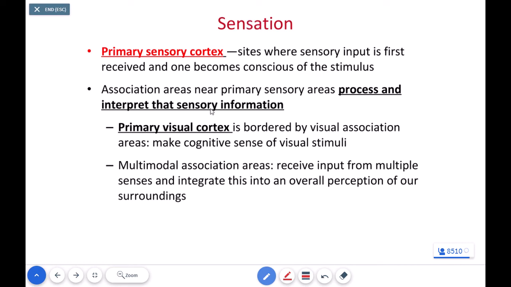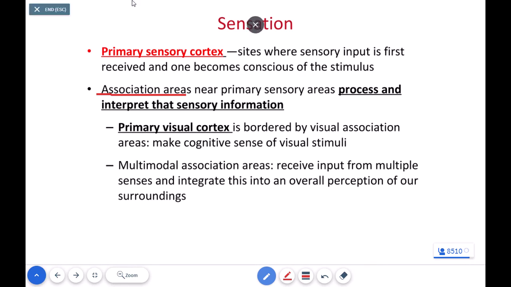As we look at the association areas, those are regions of the cerebrum next to the primary sensory cortex that help in processing the information, but they aren't the final arbiter. So we can find that there's the primary region of the cortex that handles that information, and then there are other regions of the cortex that help to handle that information.